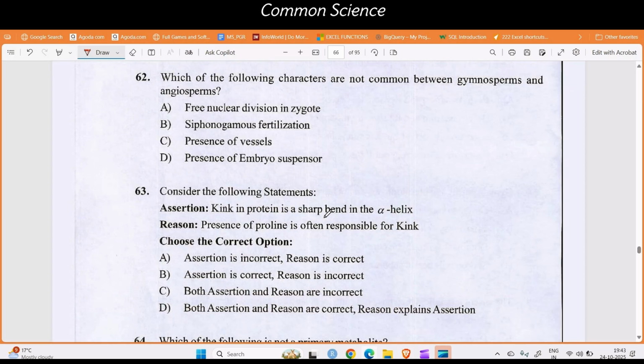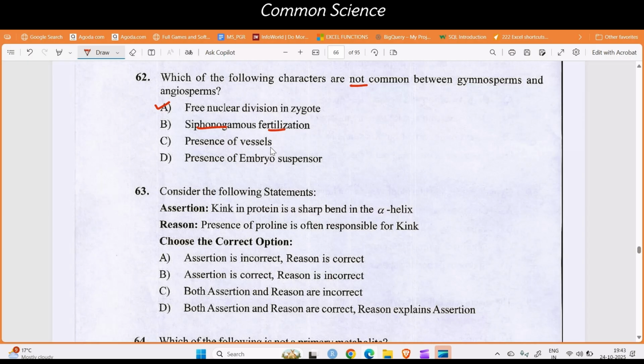Moving on to the next, which of the following characters are not common between gymnosperms and angiosperms? Free nuclear division in zygotes. This is true to some extent. Option B, siphonogamous fertilization or not. We have to look for not. This is present in both, so no.